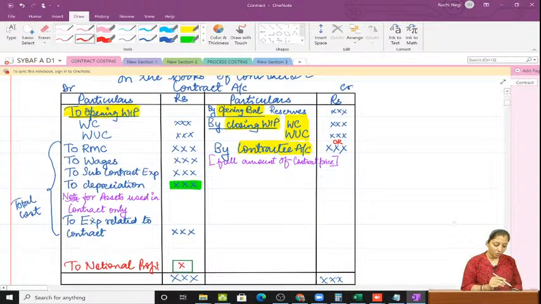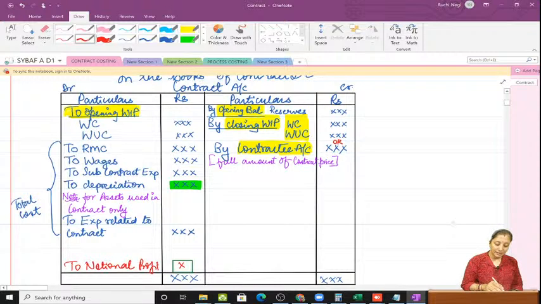See, I have given a note there: note for assets used in contract only. If the asset is not used for the purpose of the contract, then the depreciation of that particular asset will not come in the contract account, it will come in P&L account. And expenses related to contract. This word is very important. You have to debit only those expenses on the debit side of the contract account which are in relation to the contract. If it is not in relation to the contract, then it will go in P&L account. Then closing WIP, work certified, uncertified.